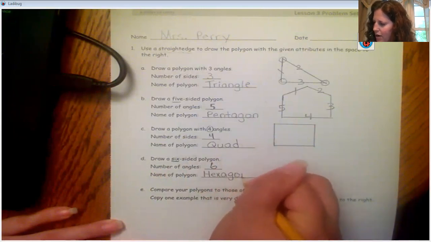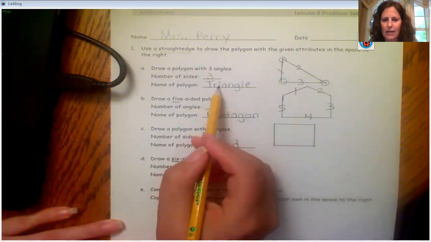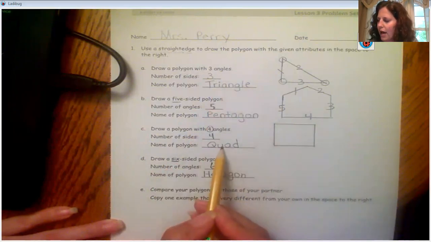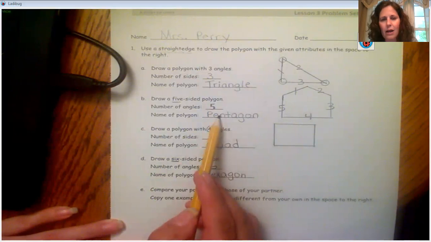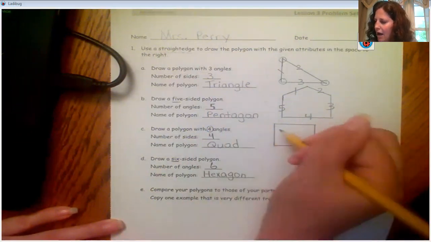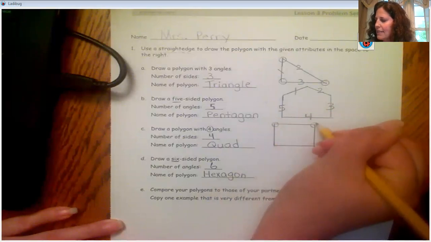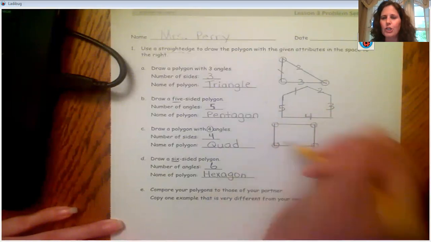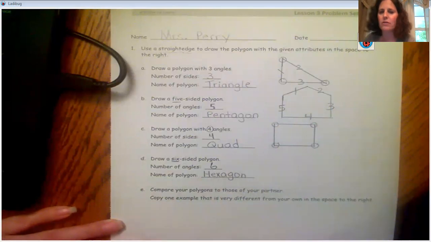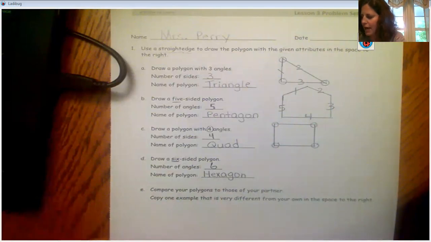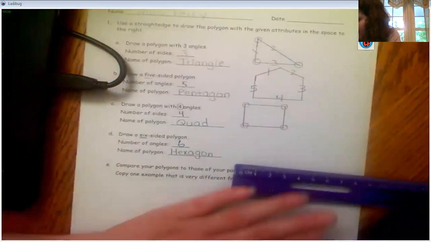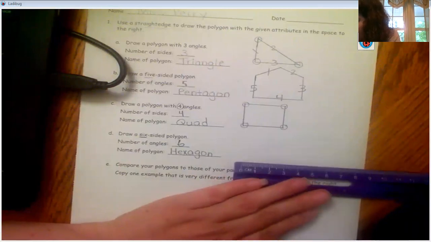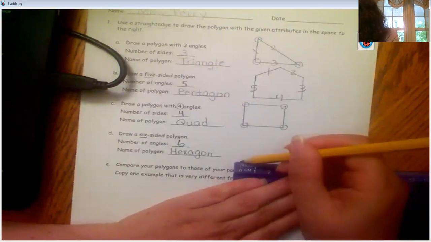So a triangle has 3 sides and angles. A quadrilateral has 4 sides and angles. A pentagon has 5 sides and angles, and a hexagon has 6 sides and angles. Decided to go back and circle those angles. So I need to create a 6-sided shape. Come down here and give myself a little bit more room.